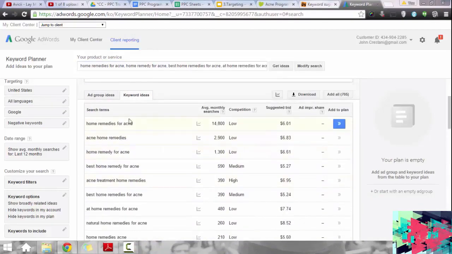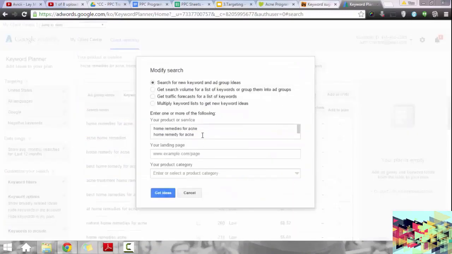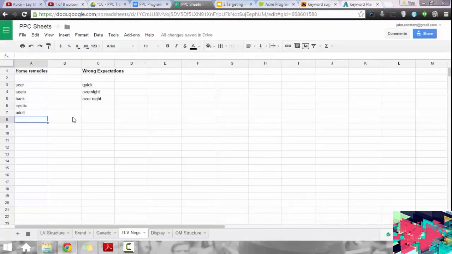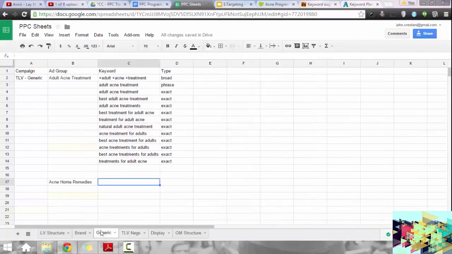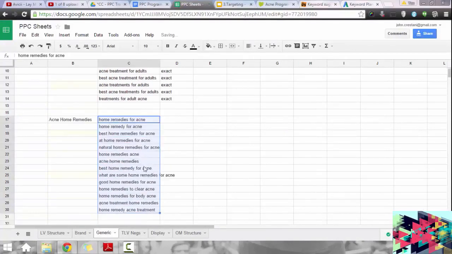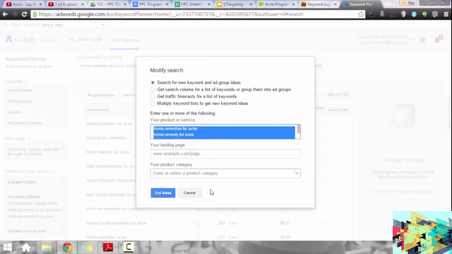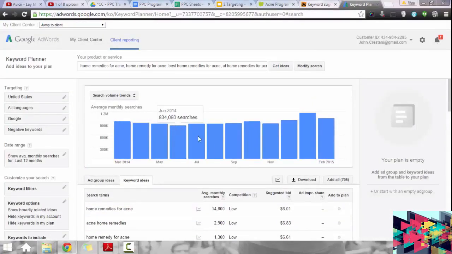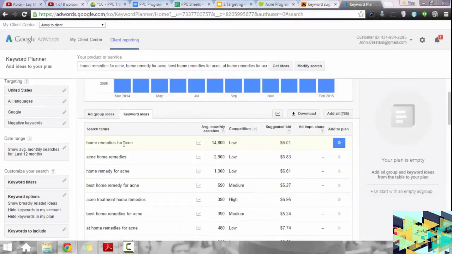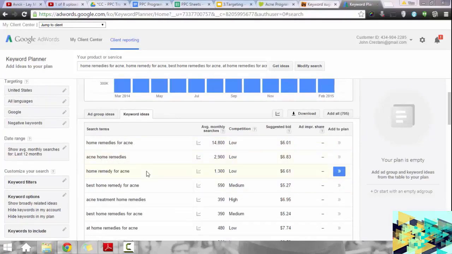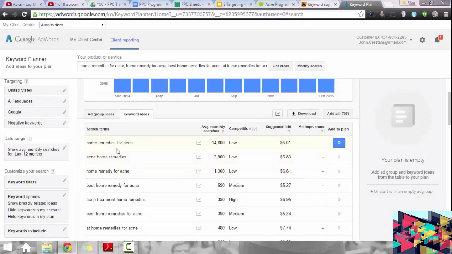Okay, cool. So we have a number of search terms here. Now what I'm going to do is I click modify search, and notice how it just lists them all out like that. I like that. I'm going to click control copy, and I'm going to go back into the generic campaign here, and I'm going to ask, what was our root keyword again? It's home remedies for acne. I'm also going to say acne home remedies. Home remedy for acne is important.